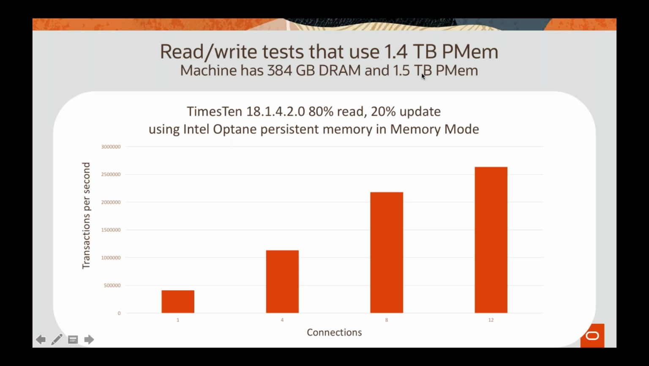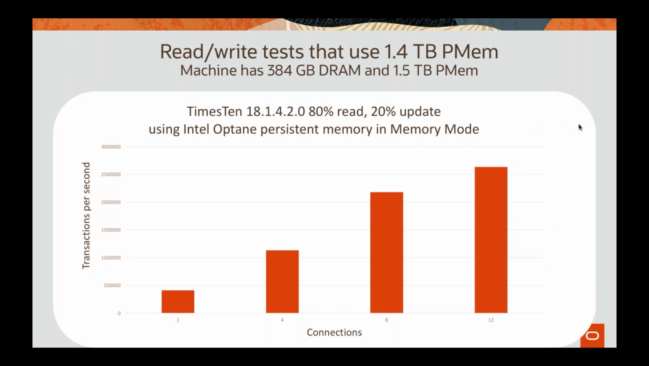Likewise, if I have a read-write workload, I'm still getting the same throughput. In this case, about 2.5 million ACID transactions per second on this one new machine. I'm still getting linear scalability. I'm still getting the same throughput that I was getting with DRAM only. So these were surprising results to me, but very good results.